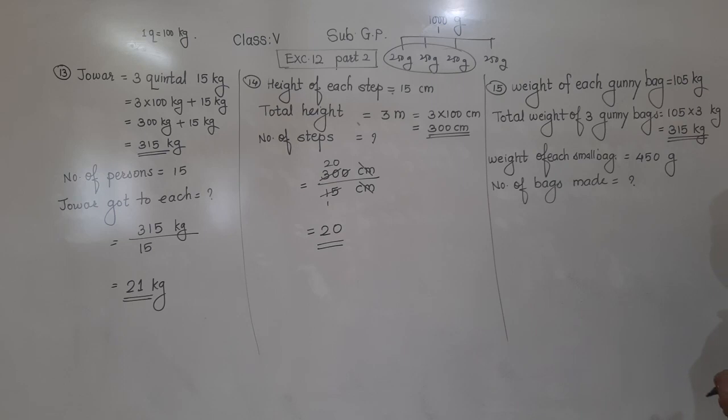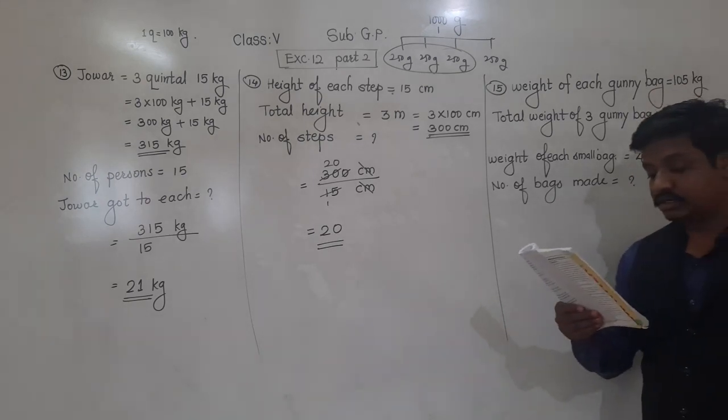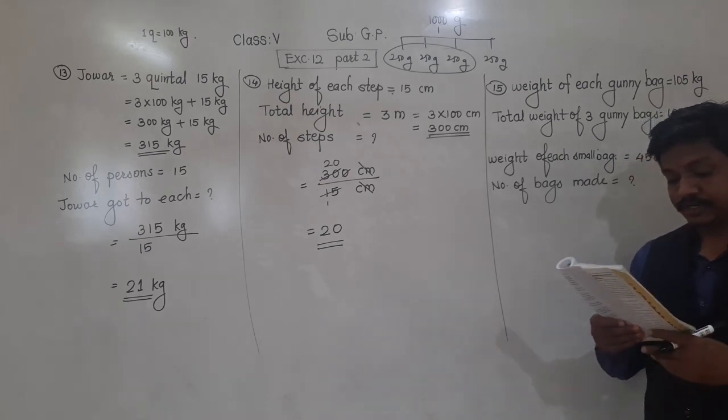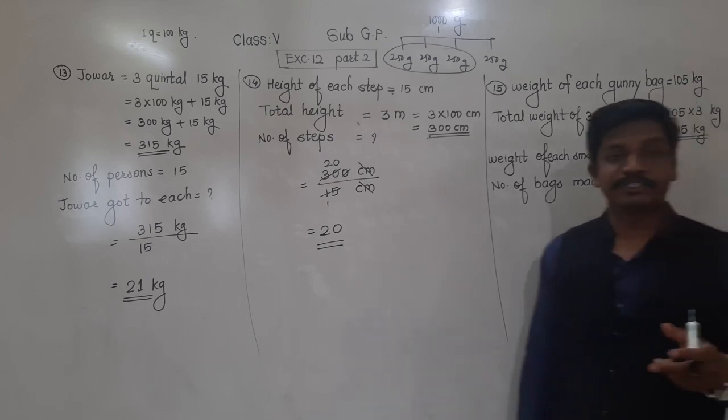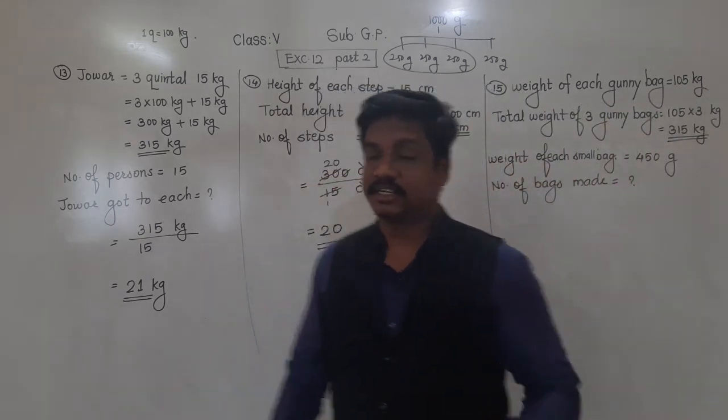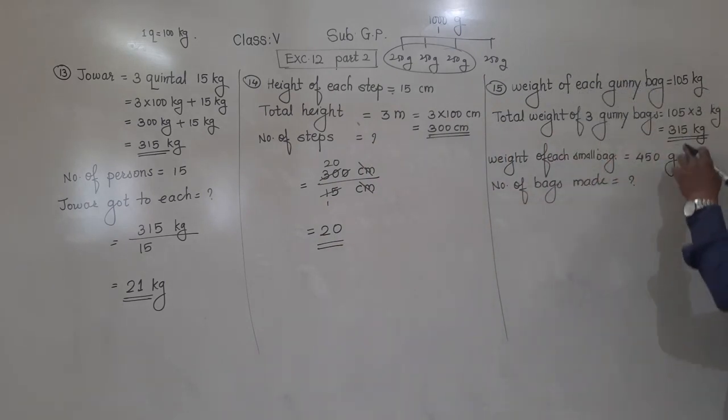Okay, so we have to find the number of small bags, each weighing 450 gram, which are made out of this 315 kilogram of sugar. So obviously which operation do we have to do here? Division, right? But to divide, both terms should be in the same unit. But this weight is given in kilogram, and this is given in gram. So first, this 315 kg we need to convert into gram.